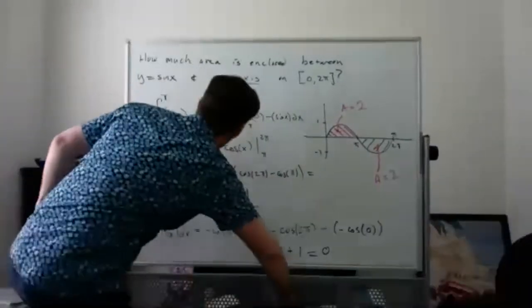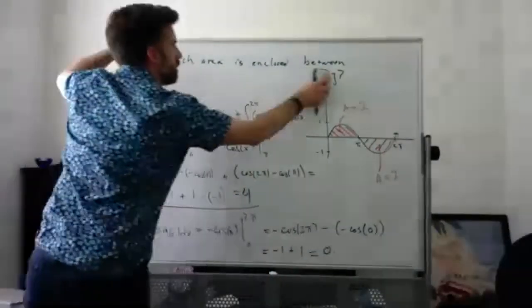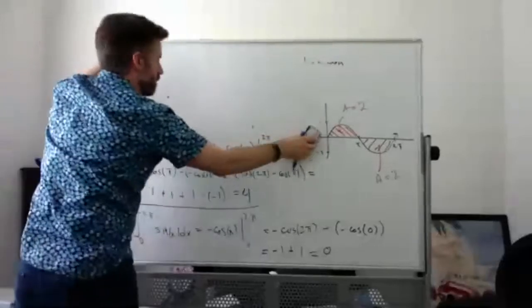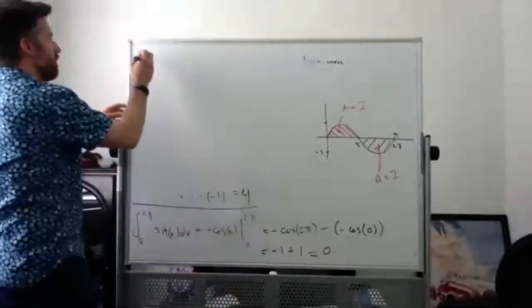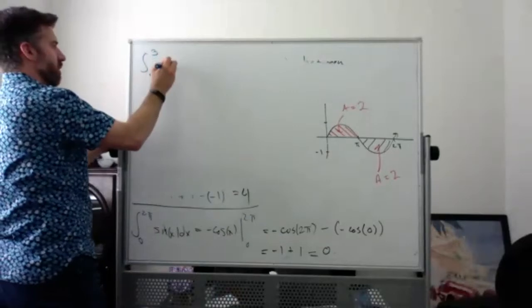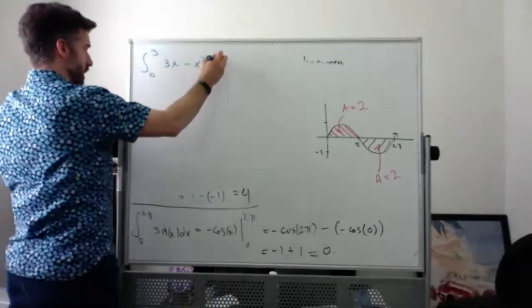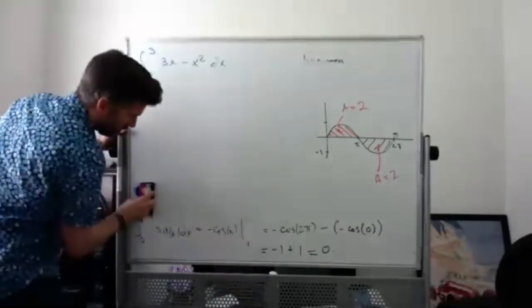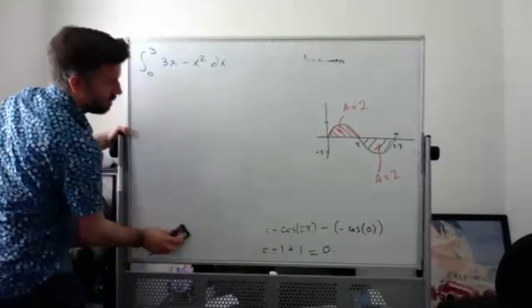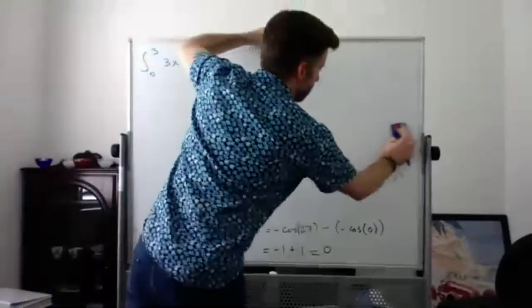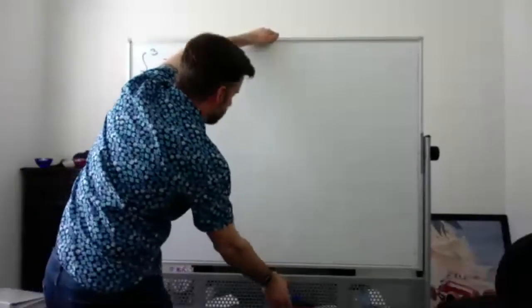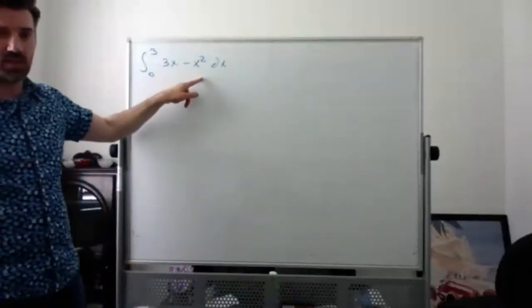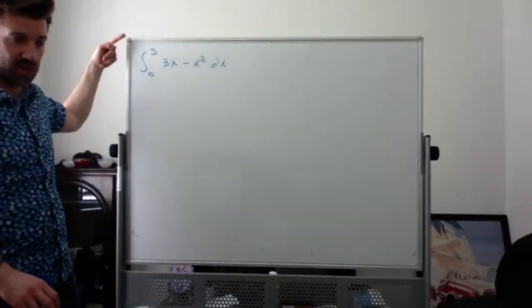So again, I'll remind you we are finding the integral from 0 to 3 of 3x minus x squared dx. Now we're just going to anti-differentiate and plug in our limits of integration. So in fact, I want you guys to try and finish this. Anti-differentiate each of those and plug in the top limit first, and then subtract and plug in the bottom limit.